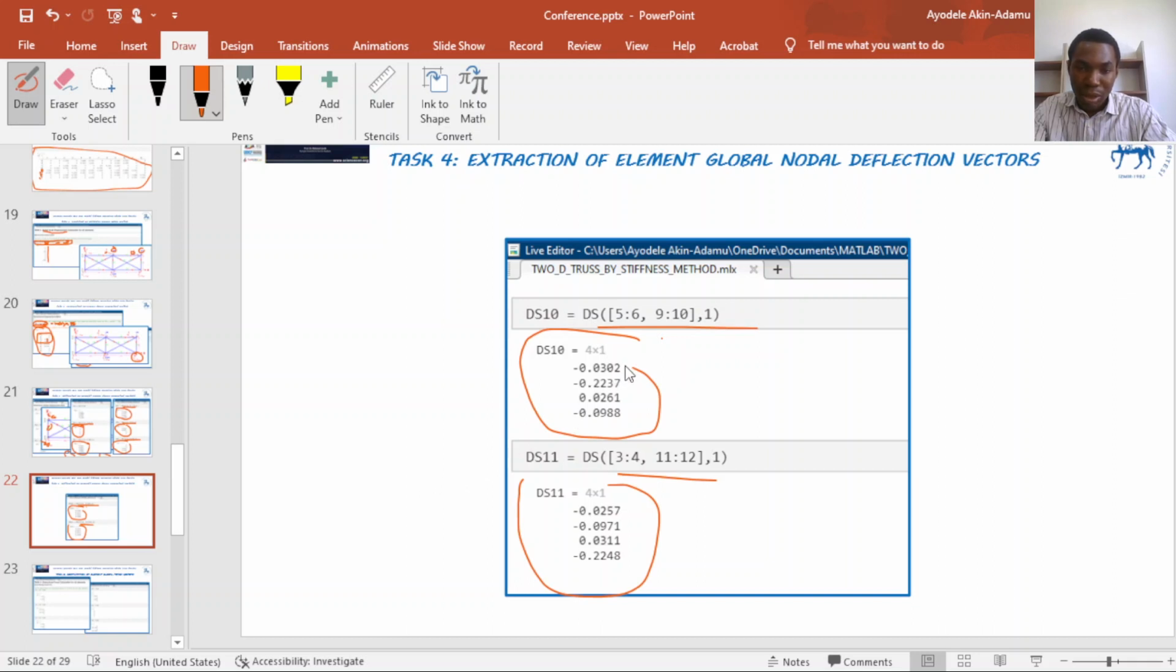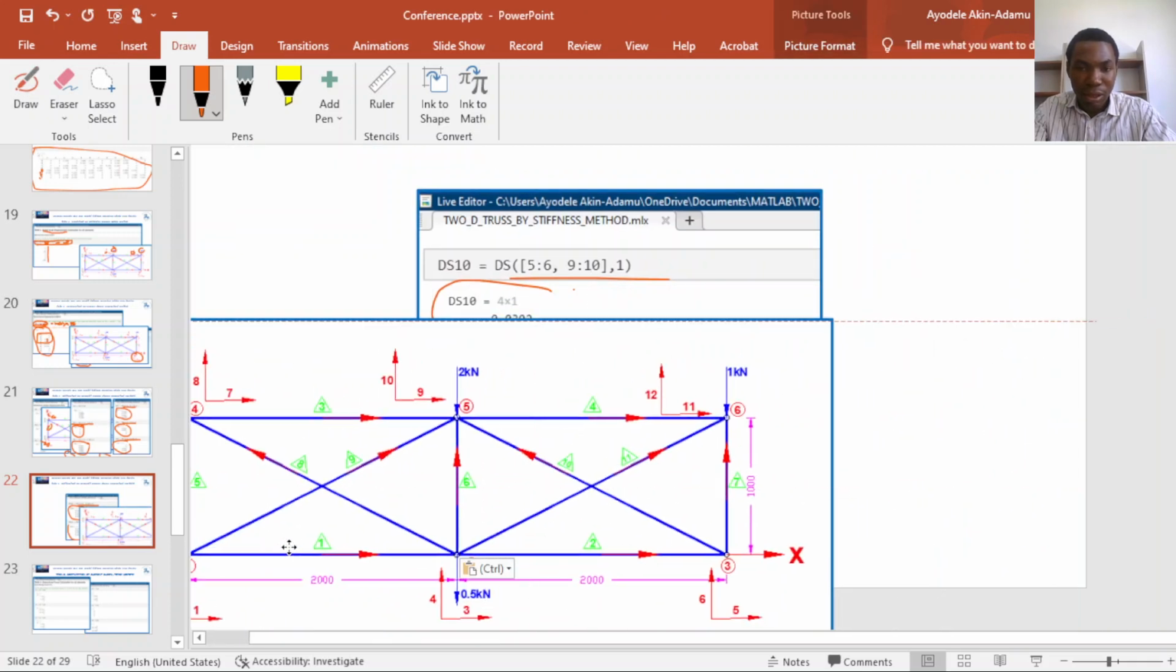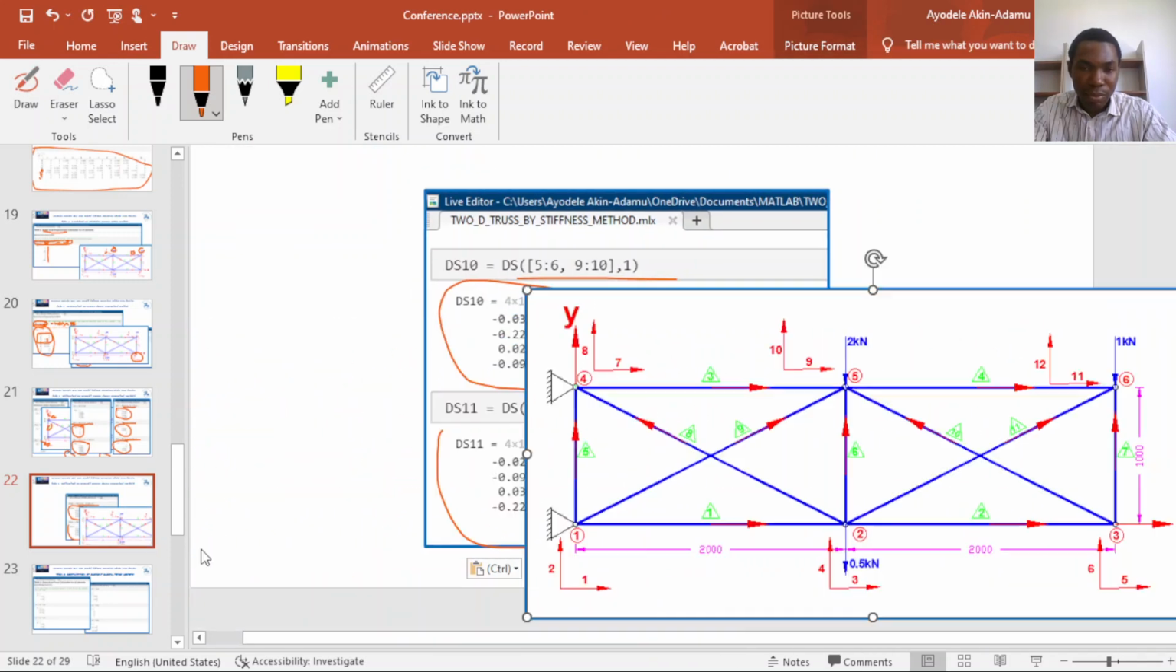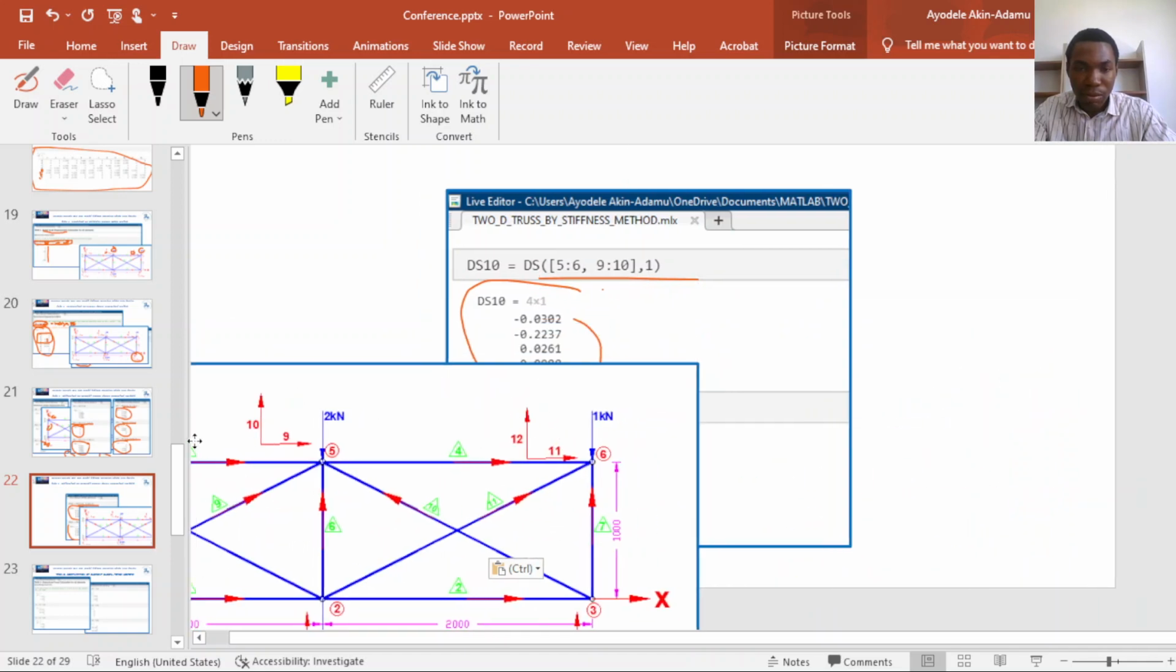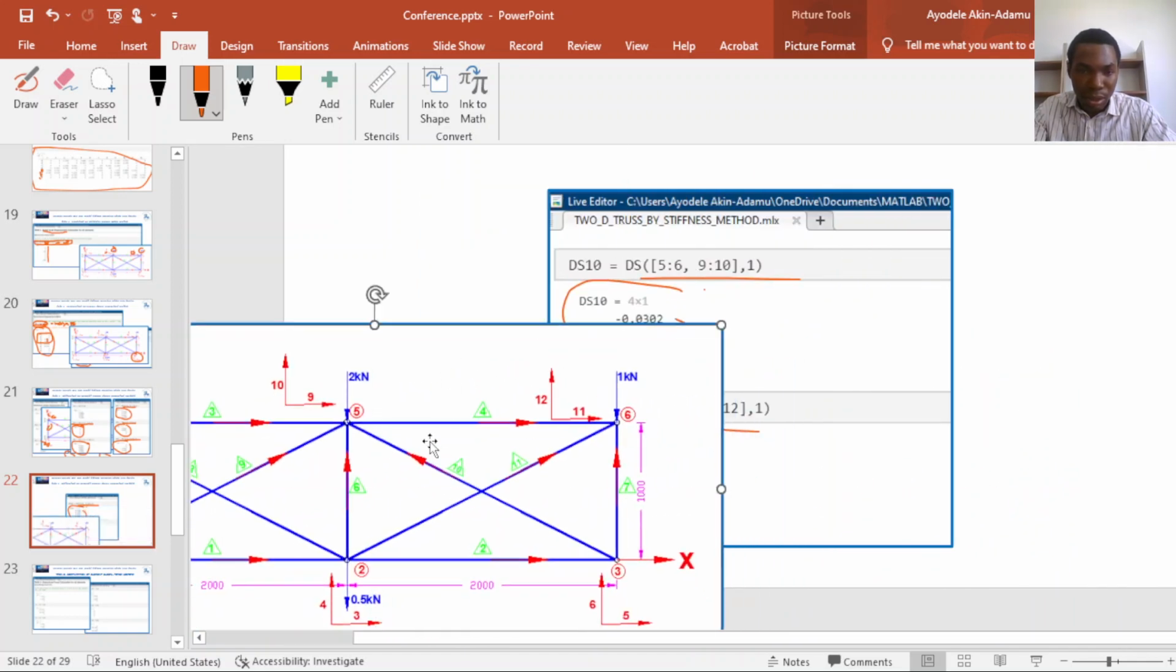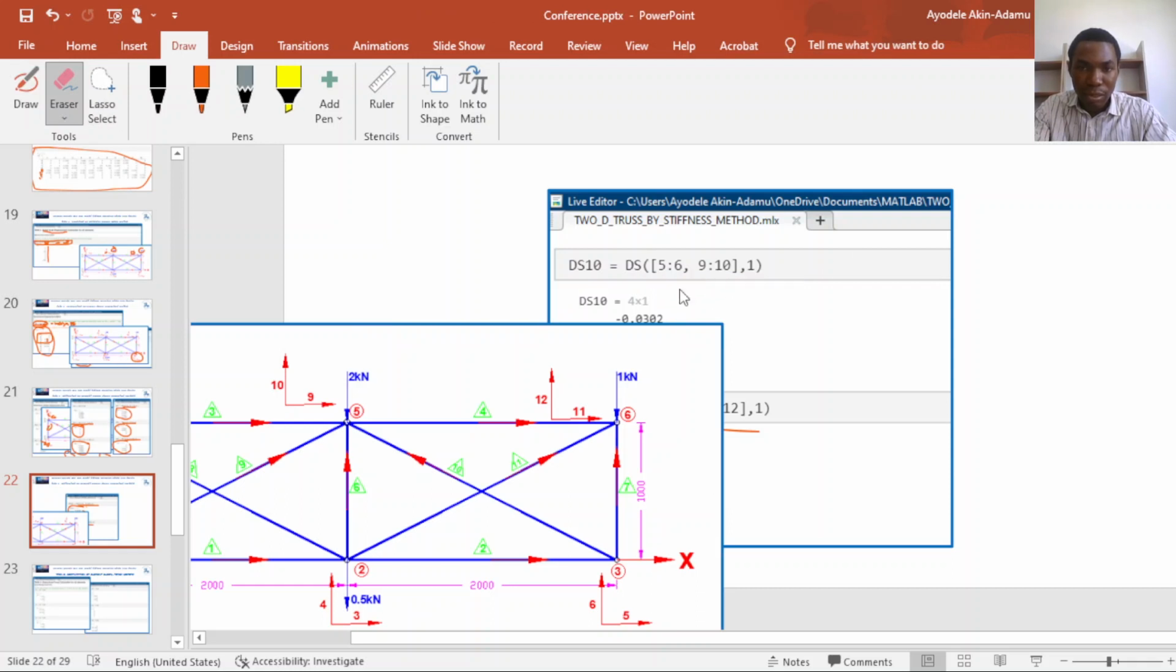Actually, for element 10, let me bring this here. This is how we explain it. Let me erase all this first. I just want to explain one of them so it will be well understood. This is element 10 here.